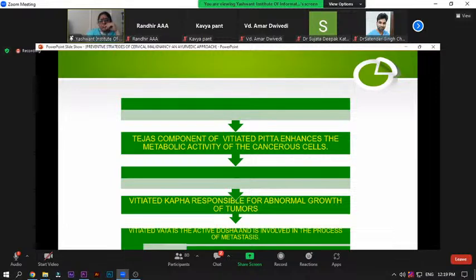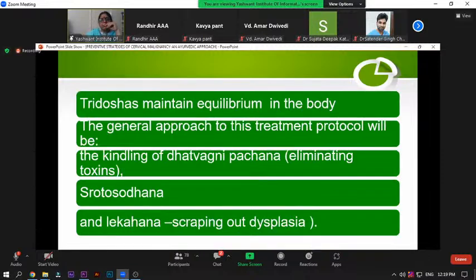Vitiated kapha is responsible for abnormal growth of tumors, and vitiated Vata is the active dosha involved in the process of metastasis. So these three doshas are involved in the three basic pathologies of development of carcinoma. Normally the three doshas maintain equilibrium in the body.